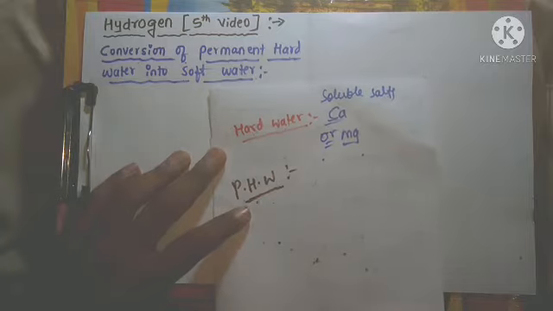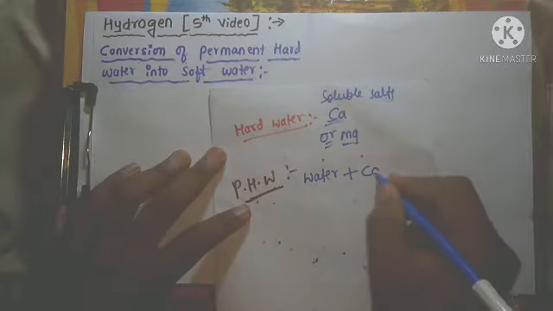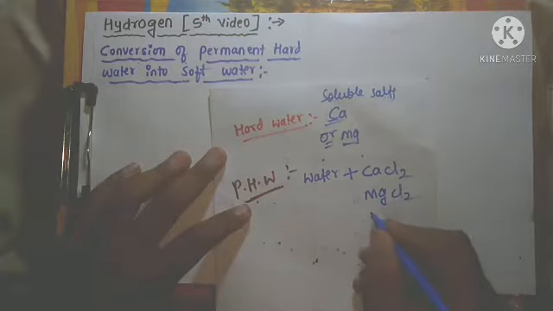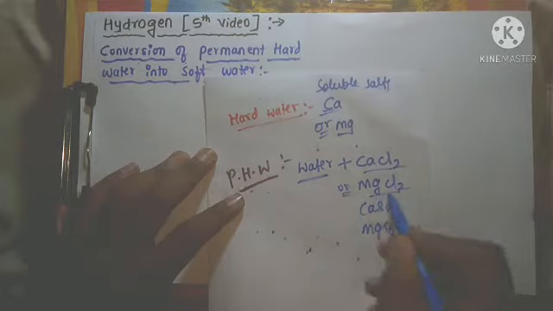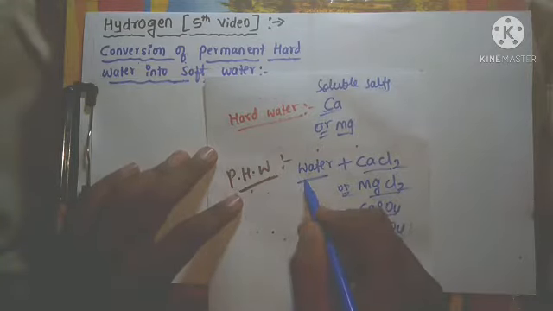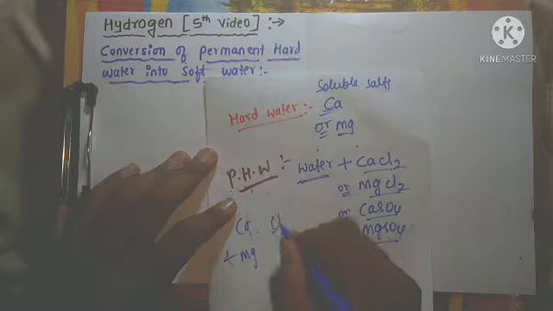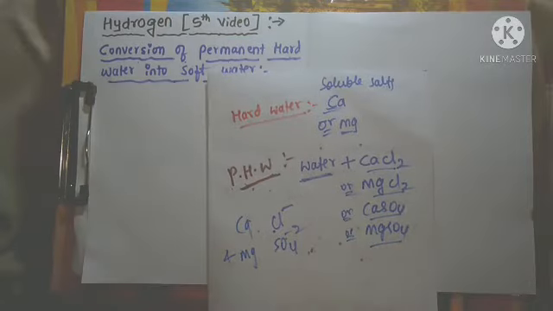If the water contains soluble salts of calcium and magnesium with chloride or sulfate, that is, these four salts are available. That is, when water contains calcium chloride or magnesium chloride or calcium sulfate or magnesium sulfate, or all the four, that is called permanent hard water. Now, what is our work here?